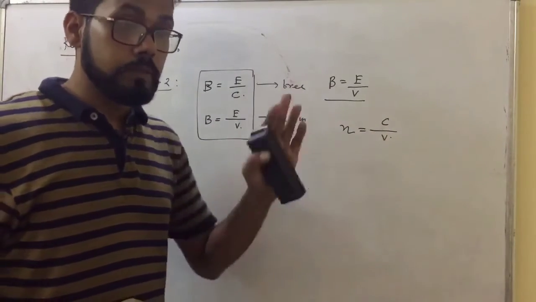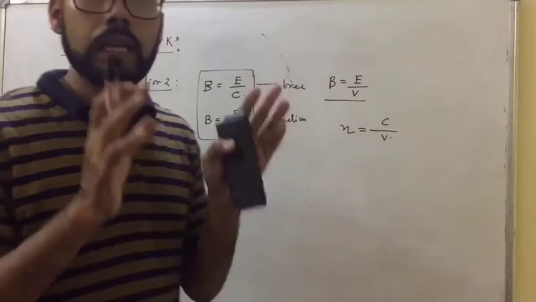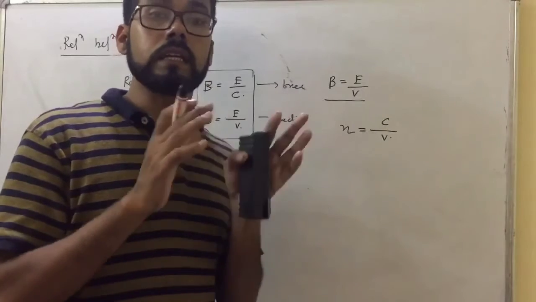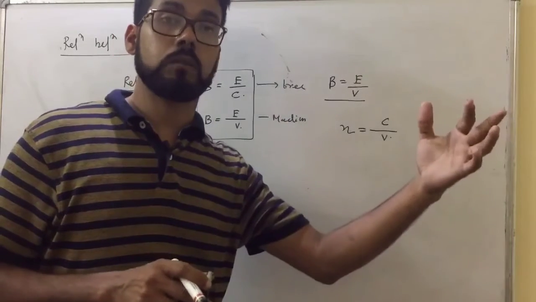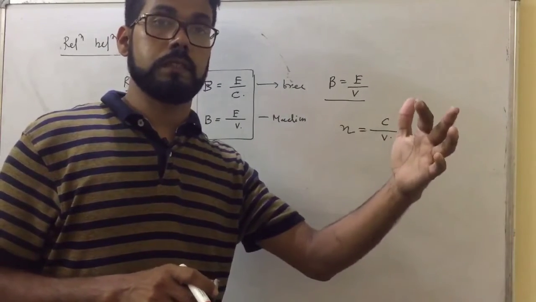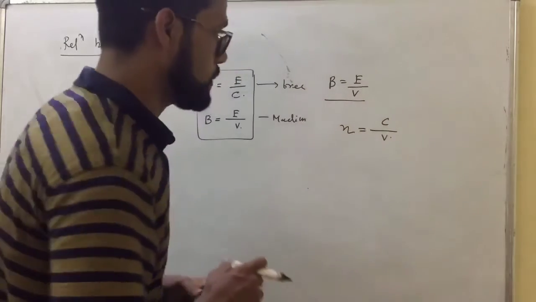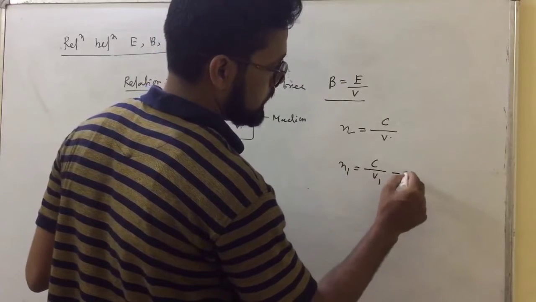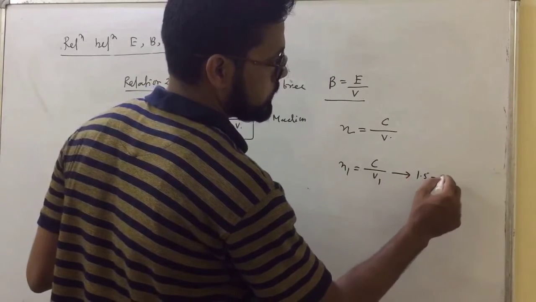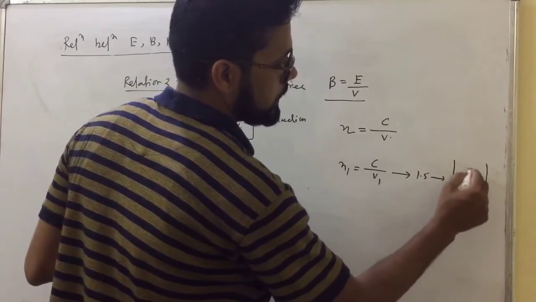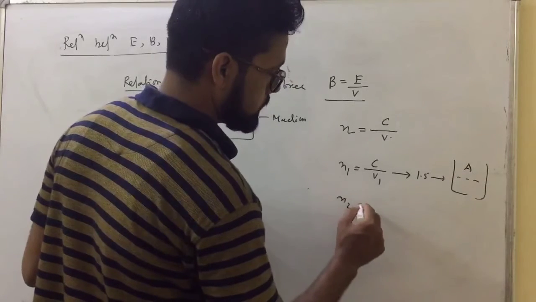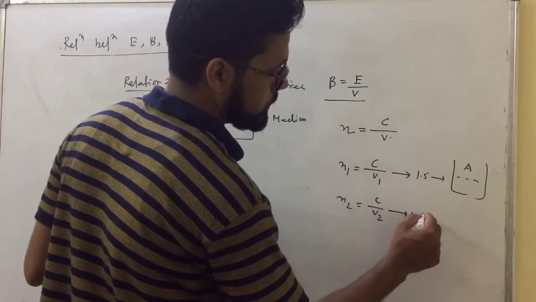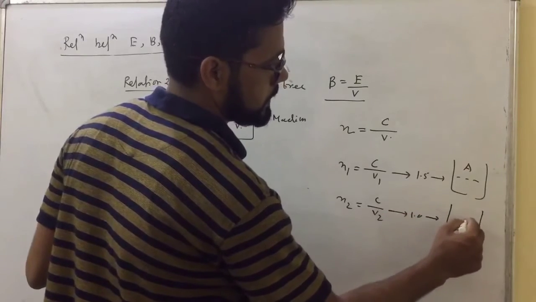So what does it mean? Refractive index is a constant value. It gives information about how fast an electromagnetic wave moves in a particular medium. For example, suppose refractive index n1 equal to C by V1 is 1.5. Suppose this is a water medium, medium A. And another refractive index, C by V2, equal to 1.0, suppose in medium B.